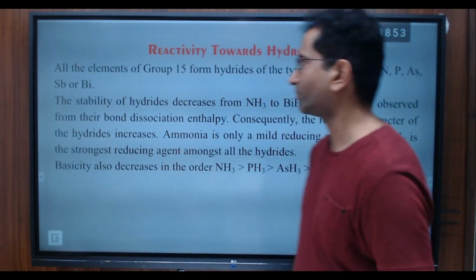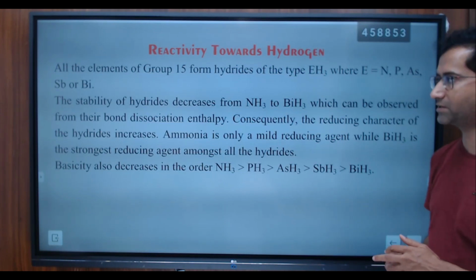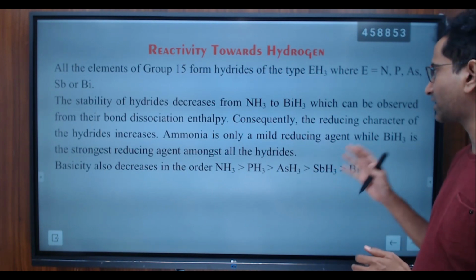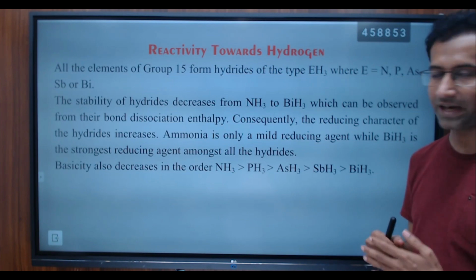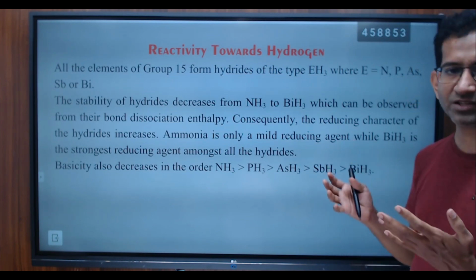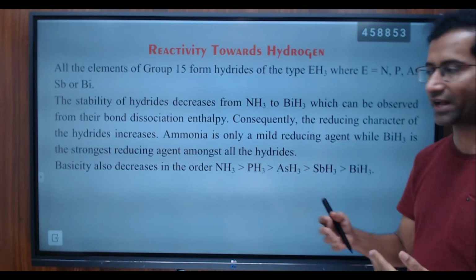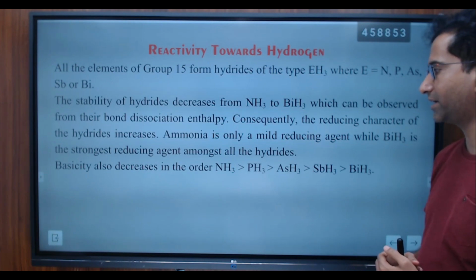Okay. All the elements of group 15 form hydrides of the type EH3, where E can be nitrogen, phosphorus, arsenic, antimony, bismuth. The stability of hydrides decreases from NH3 to BiH3, which can be observed from their bond dissociation enthalpy. The N-H bond will be very strong and the Bi-H bond will be very weak. Consequently, the reducing character of the hydrides increases.